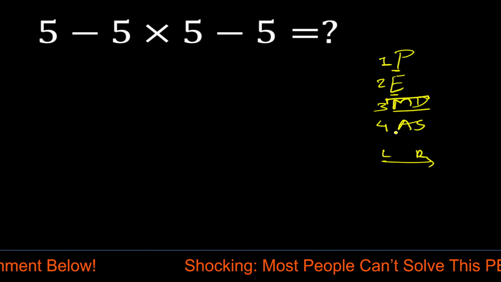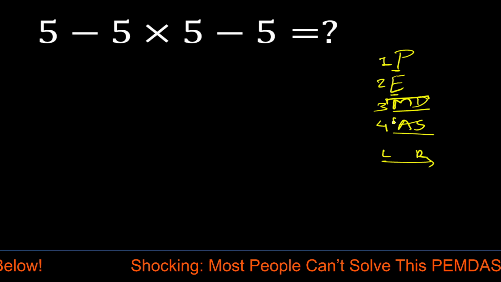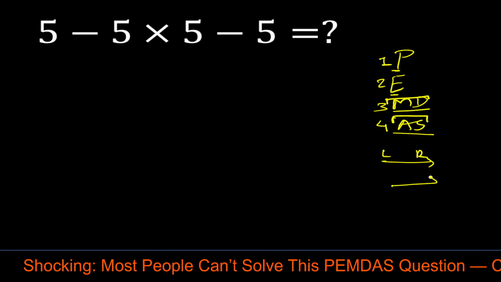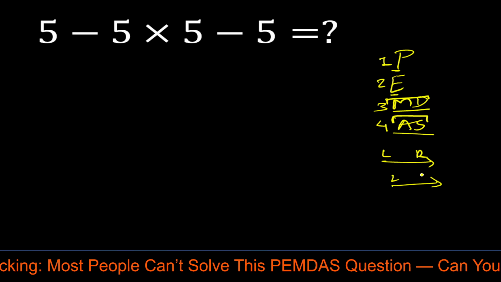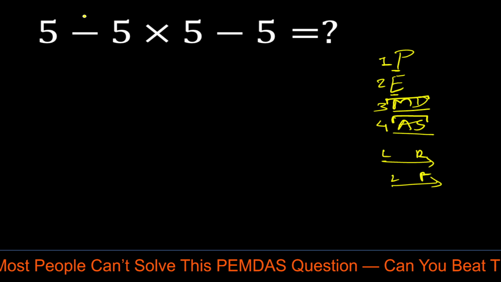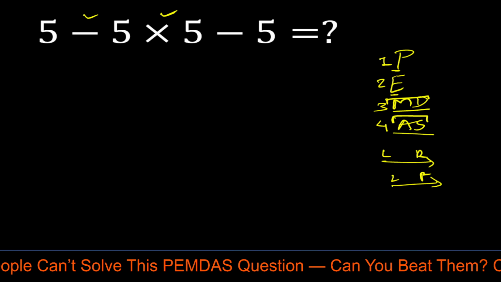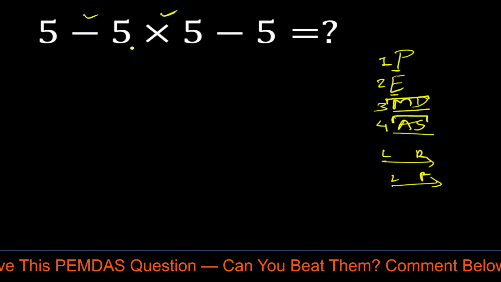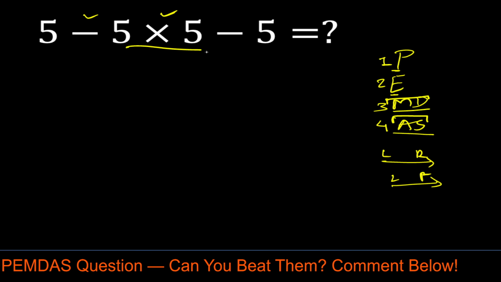Then fourth and last priority is addition and subtraction. Also addition and subtraction both have equal priority. So we have to solve it from left to right. So in this question here we have subtraction, here multiplication. So according to the PEMDAS rule, first we have to solve this multiplication, right?